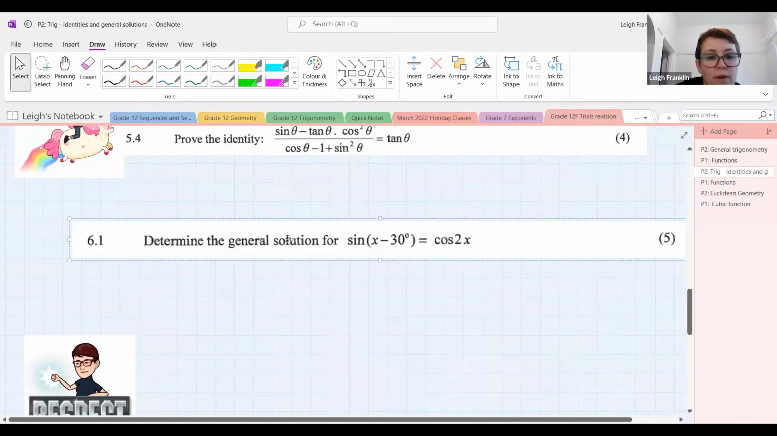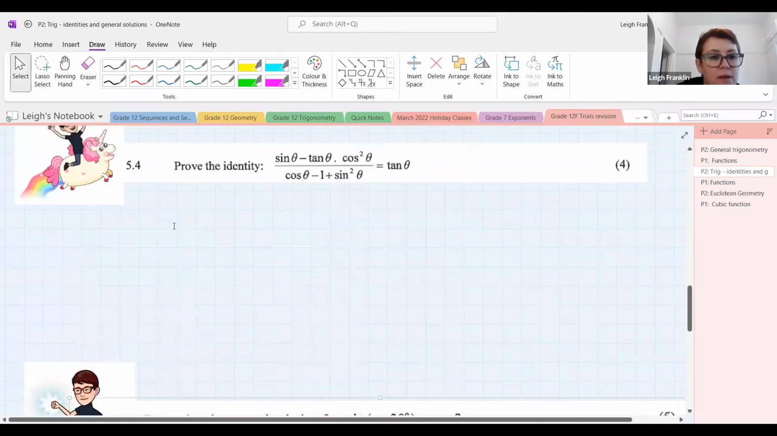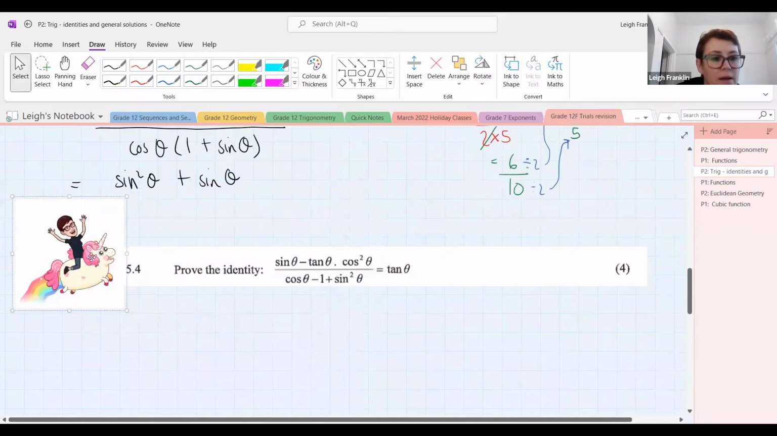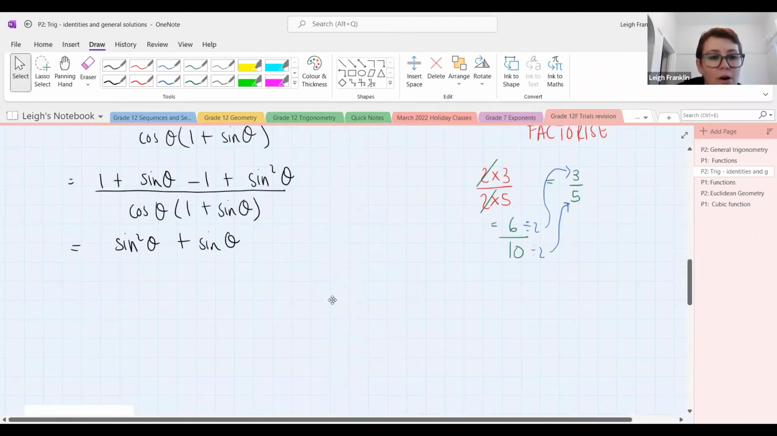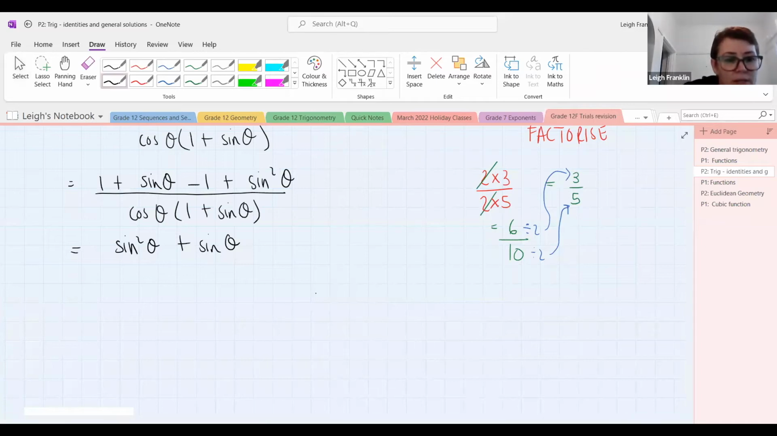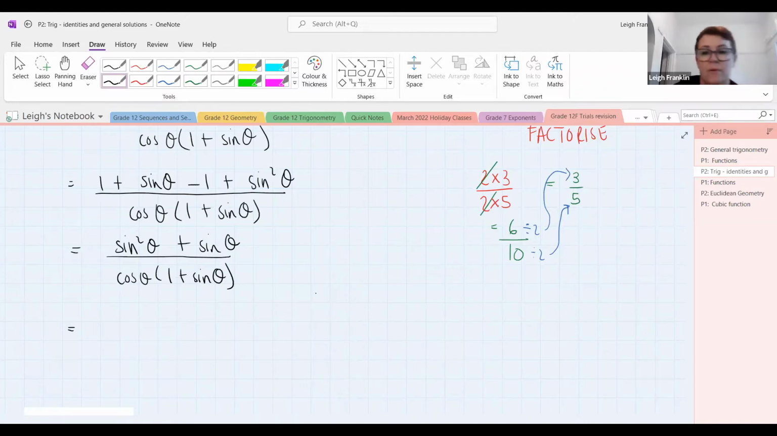I can't believe how quickly we ran out of space. I always think I've given myself more than enough room and I never do. Okay, so now we've got sine squared theta plus sine theta all over cos theta times 1 plus sine theta. So what are we going to do to the numerator now?